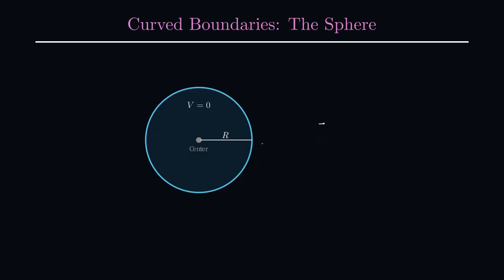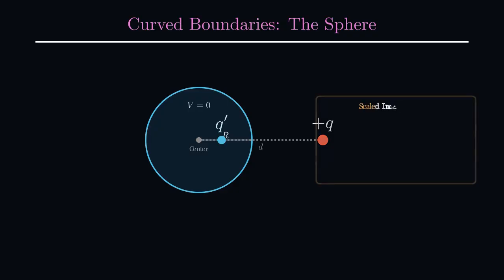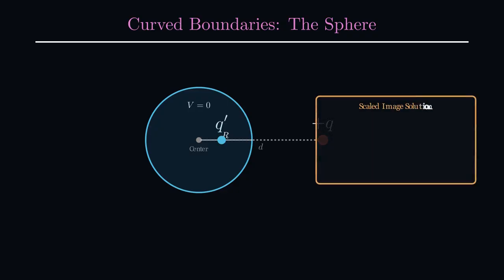This trick works perfectly for flat planes, but what if the mirror is curved? If we replace the flat plate with a grounded conducting sphere of radius r, the symmetry becomes more complex. We can no longer just place an equal and opposite charge at an equal distance. To keep the potential V equals 0 on the surface of the sphere, we have to scale both the magnitude and the position of the image charge. We place an image charge q prime equals minus r over d times q at a distance r prime equals r squared over d from the center of the sphere.